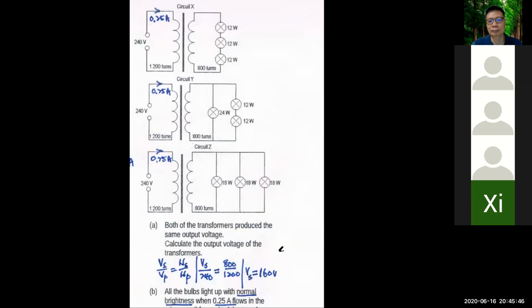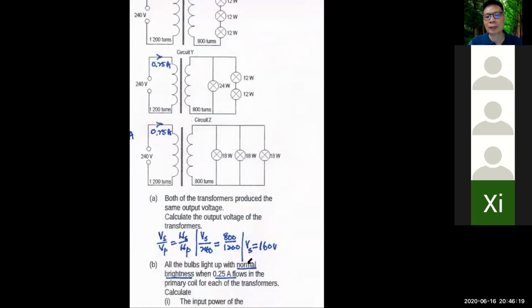The next, all the bulbs light up with normal brightness. So all the bulbs light up with normal brightness means these 3 bulbs receive 12 watt. When they receive exactly what they want, right? So they will light up with normal brightness. That is the meaning. Here, normal brightness means this one receives 24, this one receives 12, this one receives 12 watt. Same lah. Or this one receives 18, 18, 18. Then it will light up with normal brightness.